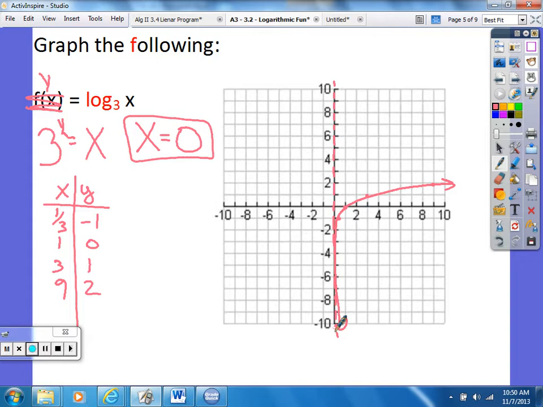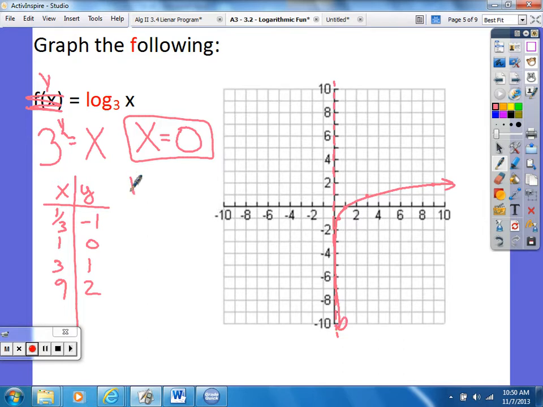Now, a little crazy thing. What's my y-intercept on this one? What? There isn't one. There is no y-intercept. It can never touch this y-axis, right? Because that's an asymptote line.